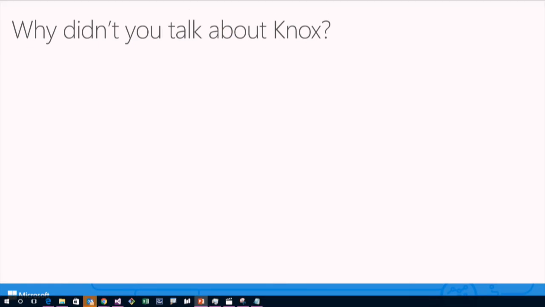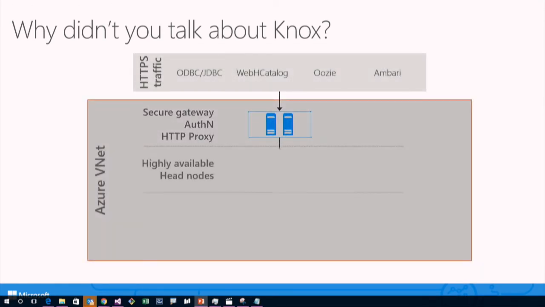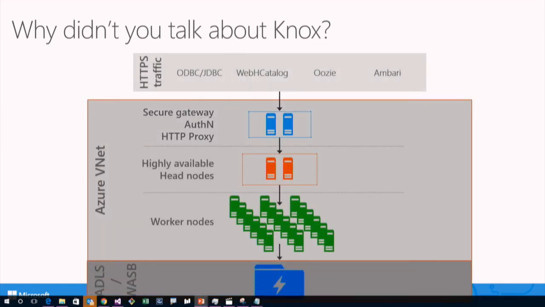Now, the question comes, why didn't you talk about Knox? You talked about everything from VNet peering to configuring security to bringing in Ranger and defining policies, and you secured my entire cluster, but the buzzword today is Knox. Where's that? Well, who can tell me why, as part of this cluster architecture, I'm not talking about Knox?